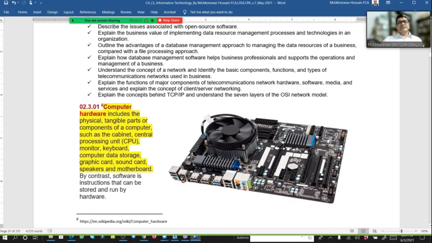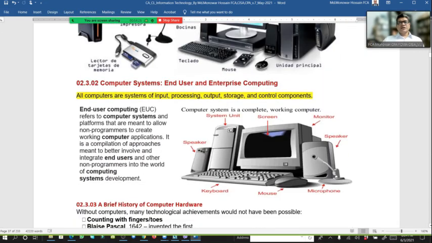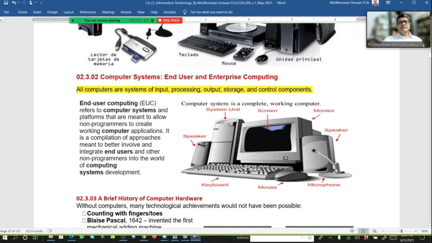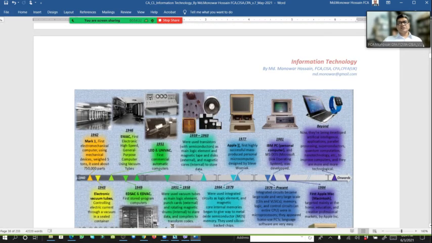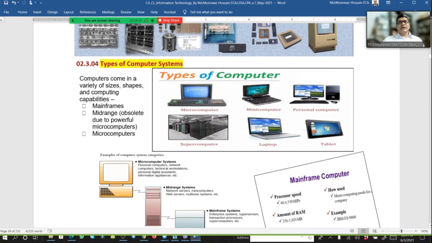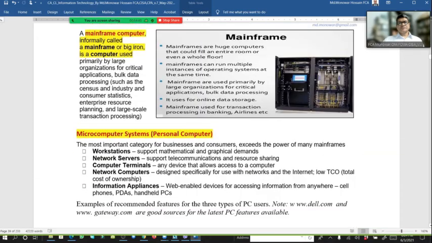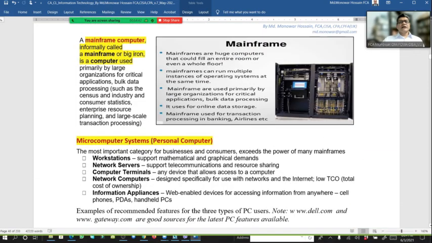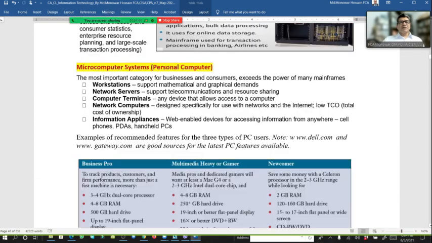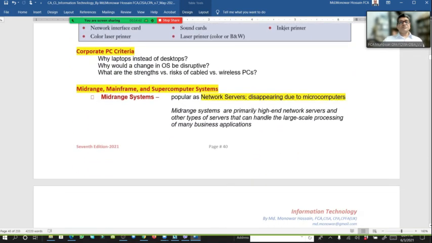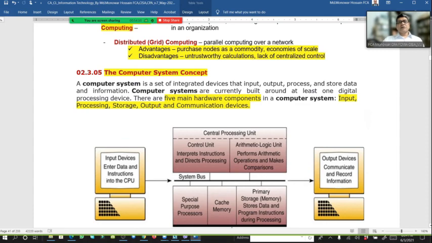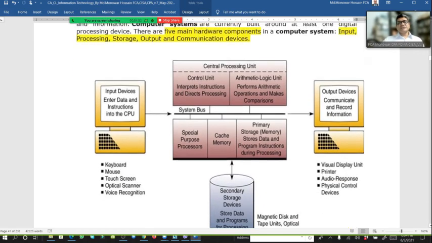And we have seen computer hardware. We have seen the brief history of computer hardware. We have seen the types of computers, mainframe, midframe, and microcomputer, that means mainframe computer, microcomputer, personal computer, etc. And we have seen the computer system concept here.